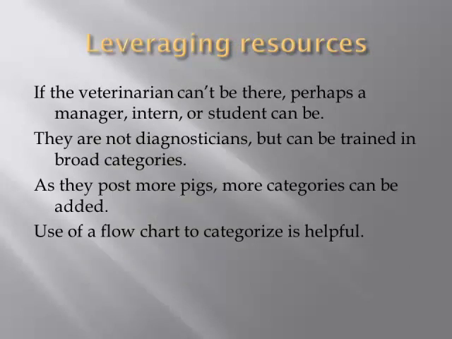So we want to leverage our resources. If the veterinarian can't be there, there's a manager or perhaps an intern or a student in the summertime that can post those pigs, get the tissues submitted, and divide those causes of death into categories. As they get better, you can start out with broad categories: it's respiratory, it's enteric, it's a meningitis, CNS pig. So you start with 3. As that person gets more expertise, then you can add categories and get a little more defined.